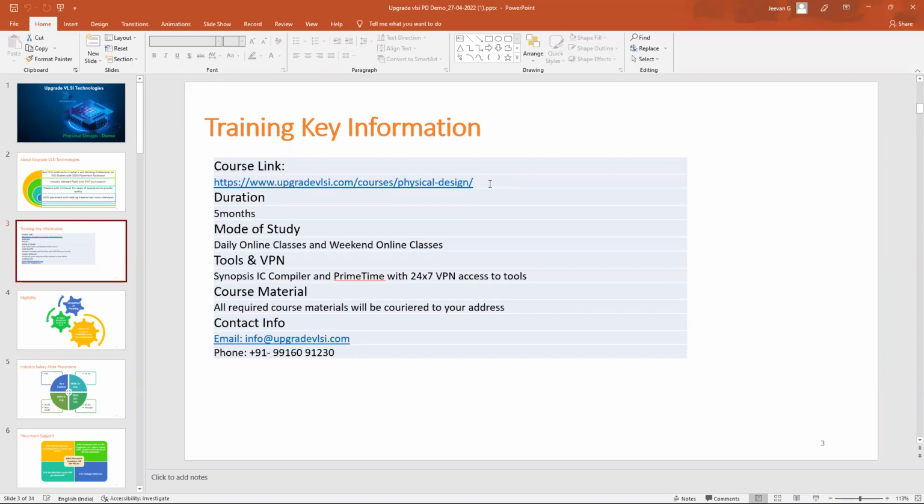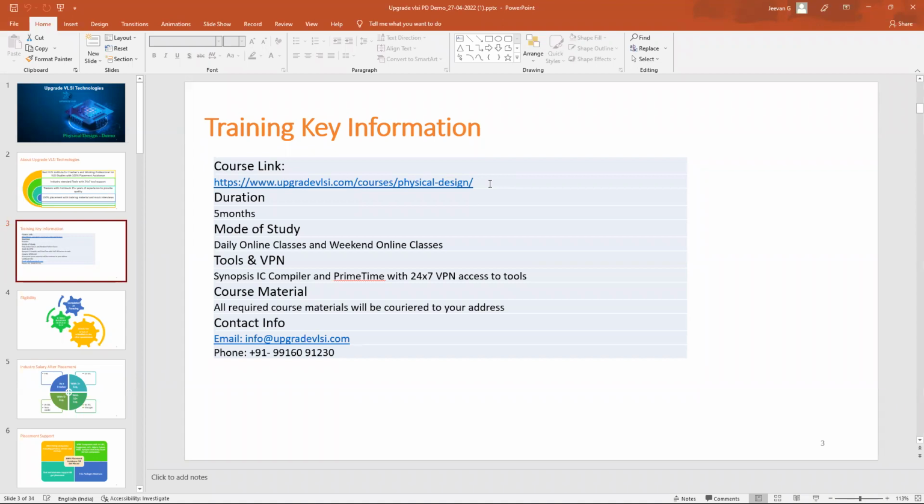Okay. So as I said, tools and VPN. We are going to provide Synopsys tools, which are IC Compiler and PrimeTime, with 24/7 tool support. Why? Because IC Compiler is the tool where you are going to get all your PD activities done, and PrimeTime is for checking the timing, and everything with respect to timing analysis will be performed in PrimeTime. What timing is and what activities we are going to do through IC Compiler, I'm going to explain in the further slides.